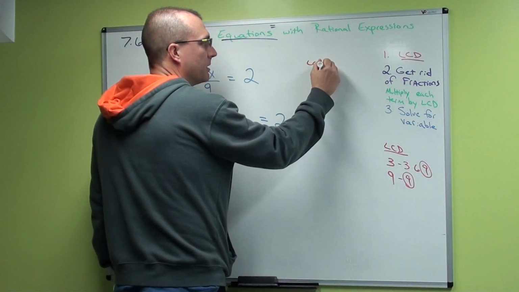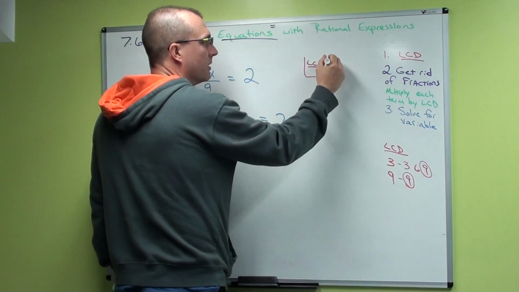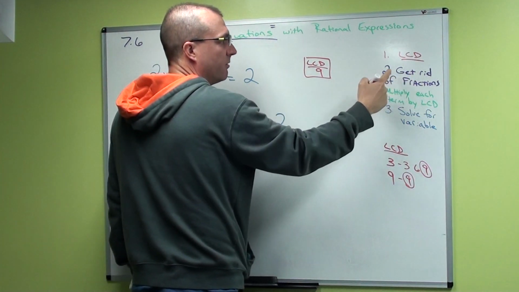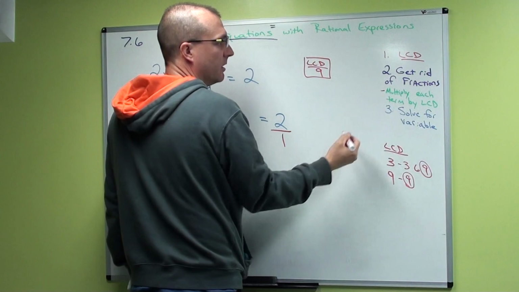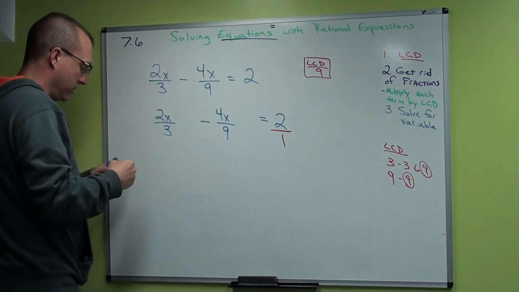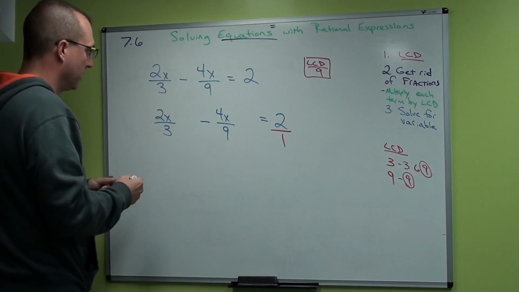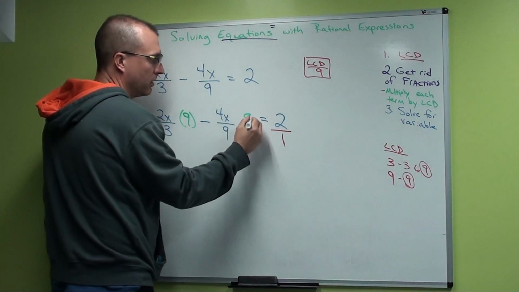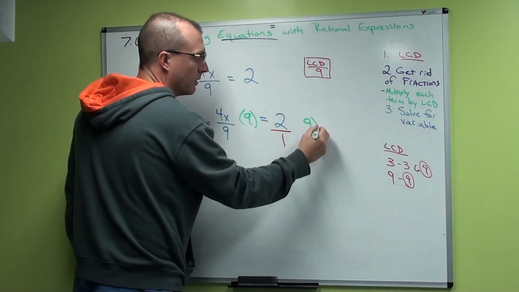So if my least common denominator is 9, step 1 is finished. I go to step 2: get rid of fractions. Multiply each term by the least common denominator. All I'm going to do is take this 9 and write it in here. 9, 9, 9.